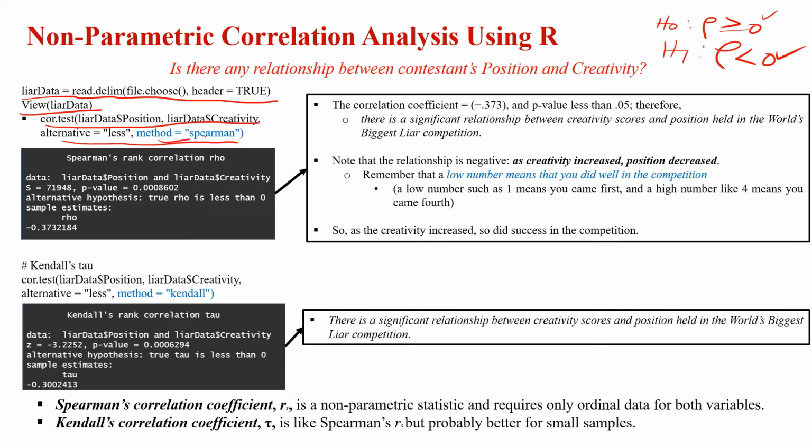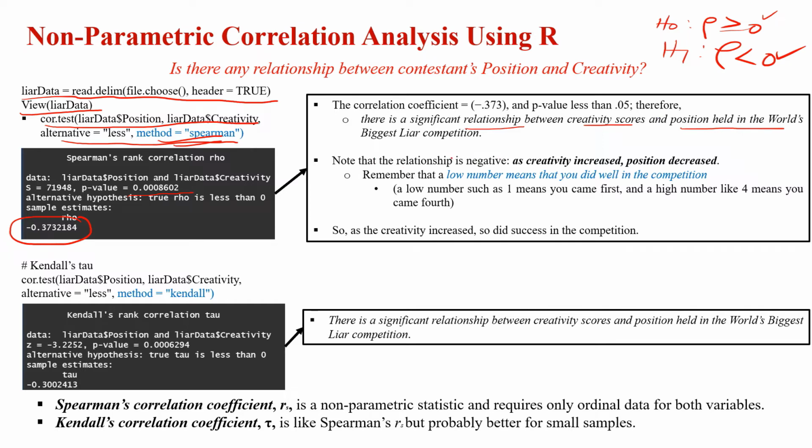So once I have run this by writing Spearman's, I am getting these values. So rho is negative, this one. From this we can easily say they have a negative relationship, and by default the alpha is 5%, this p-value is less than that, so we can easily conclude that there is a significant relationship between the creativity score and the position held in the world's biggest liar competition. So they have a negative relationship, right?